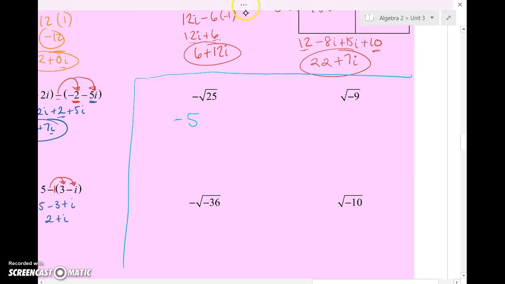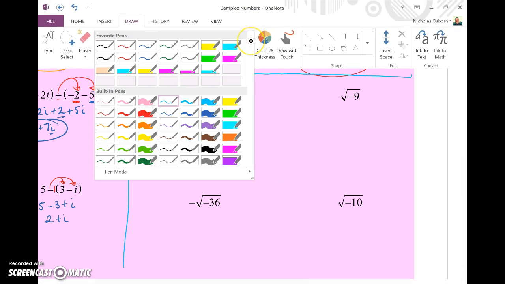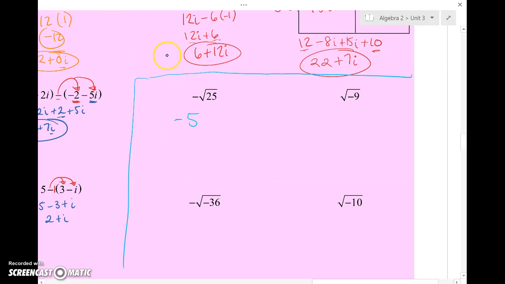You know what? I don't like this blue. The blue doesn't show up very well against this background, so let's just do green. So the square root of 25 is 5, and then remember we have this negative on the outside, so we just make it negative.